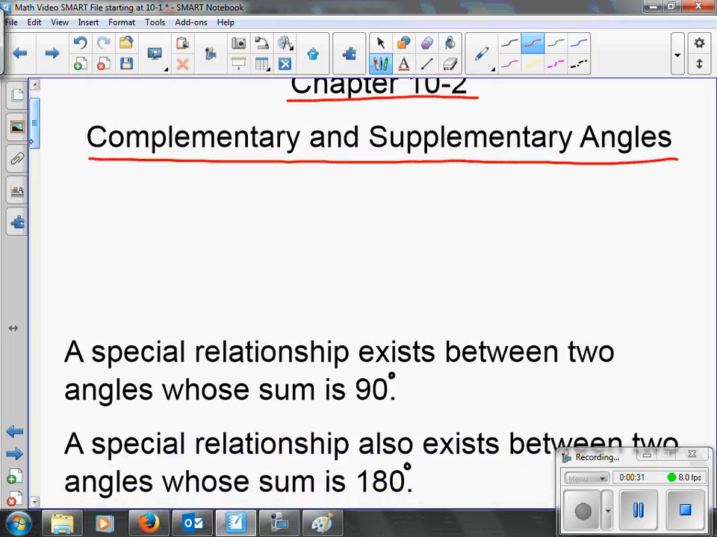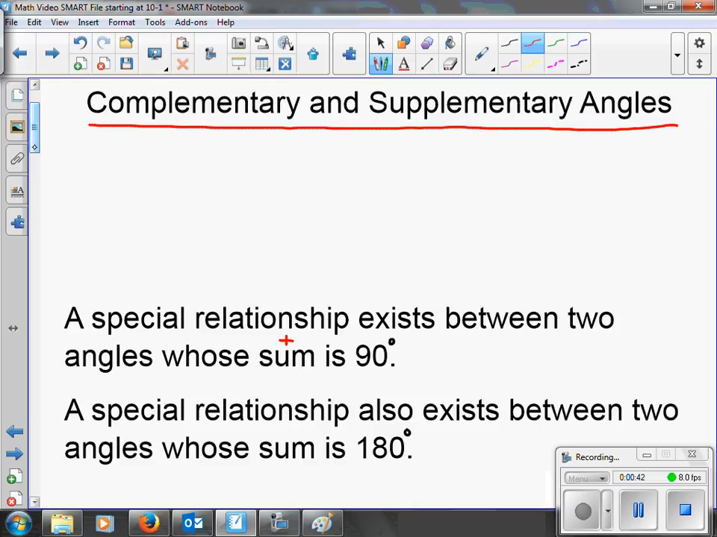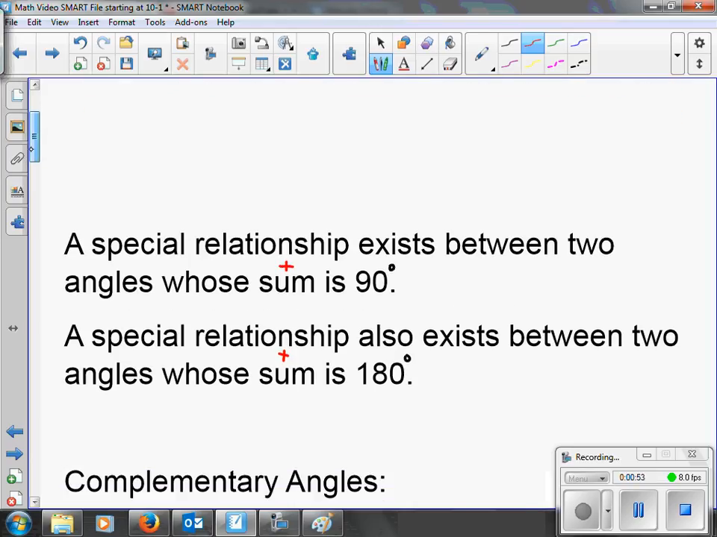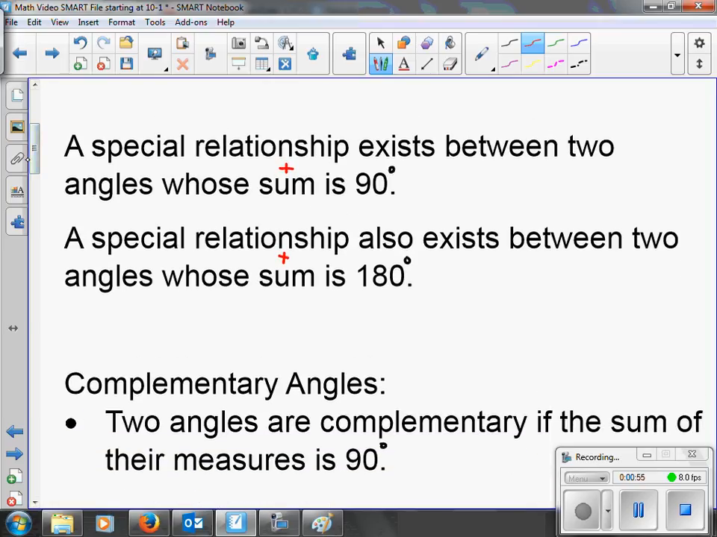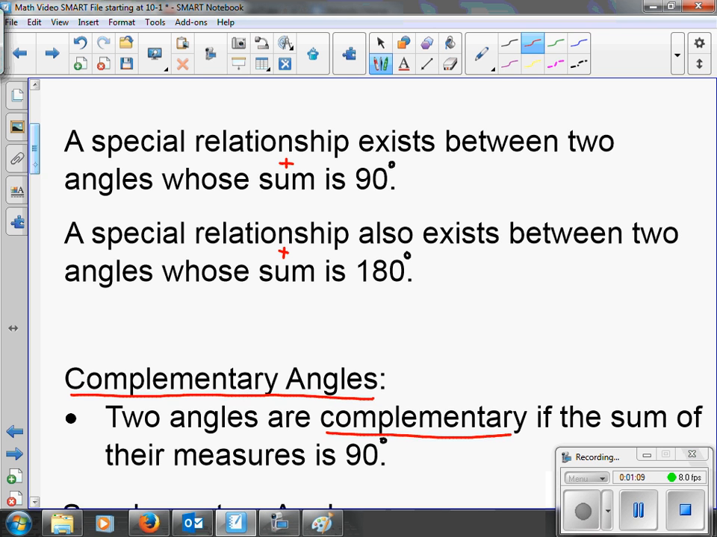Back to what I said, there is a special relationship for angles that when you add them together, sum means add, they equal 90 degrees. And there's a special relationship that also exists between two angles whose sum, when you add them together, you get 180 degrees. So this special relationship, one is called complementary angles. Two angles are complementary if the sum of their measures is 90 degrees. Complementary is 90 degrees.